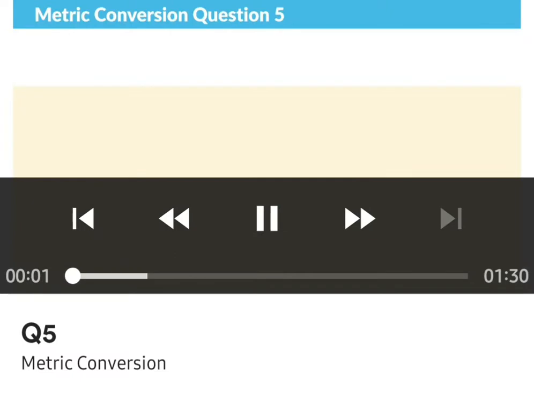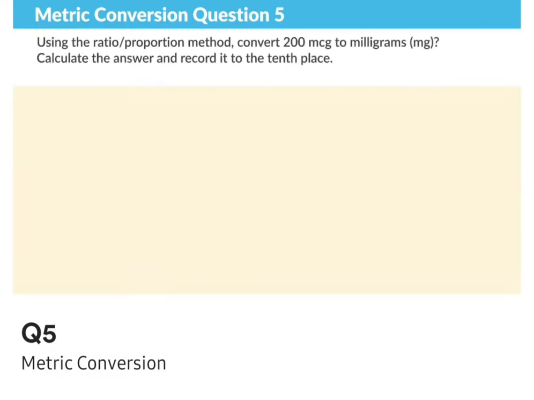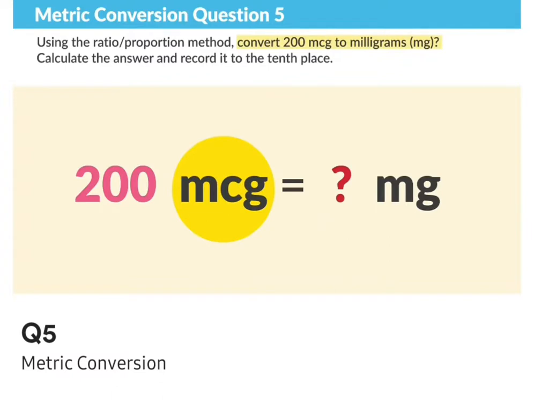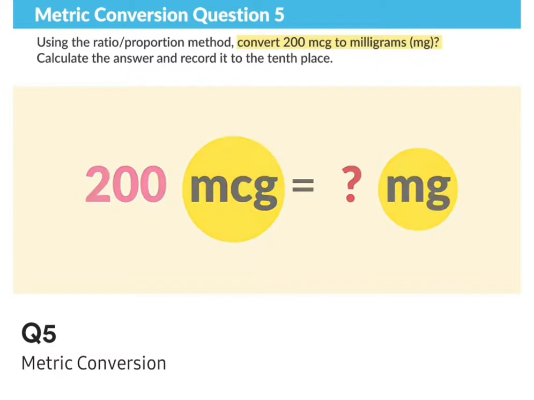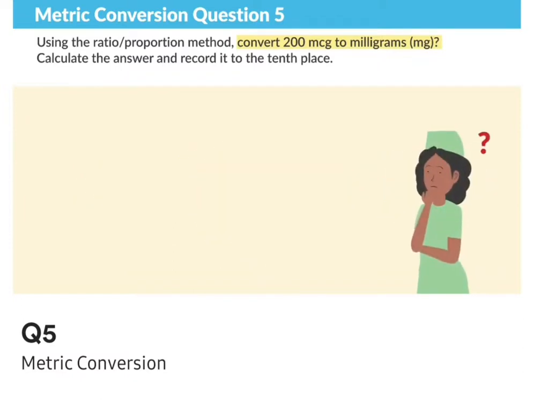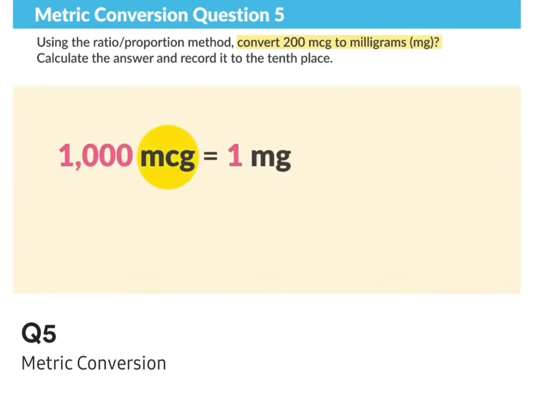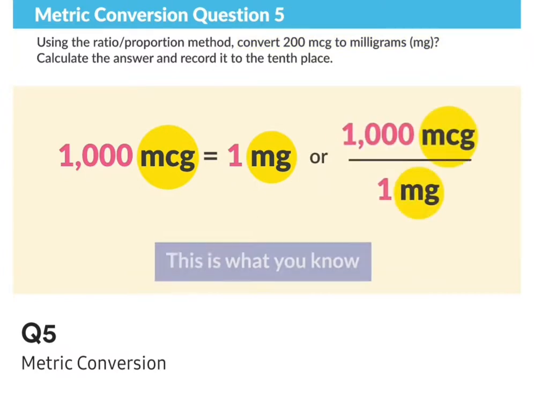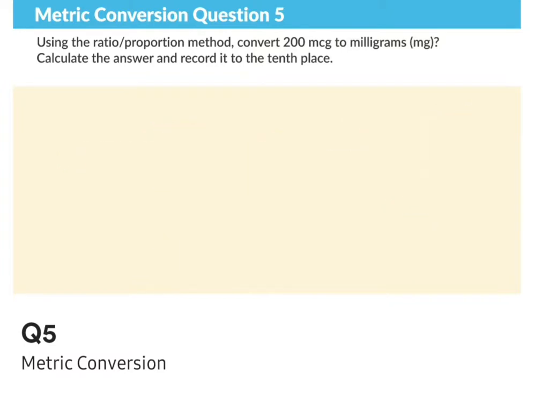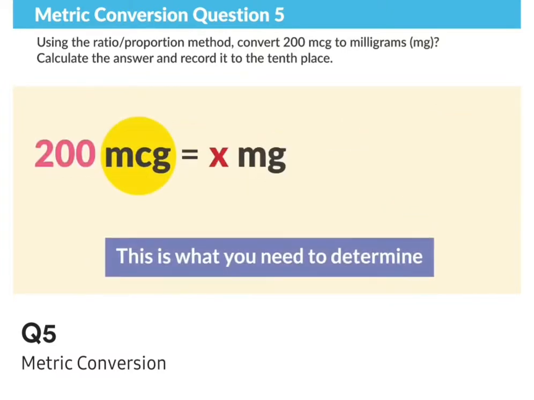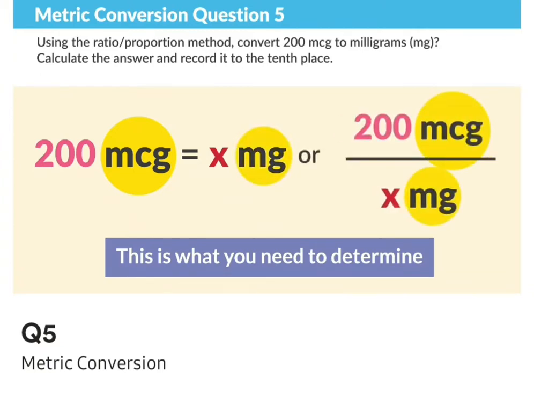Now for question 5, using the ratio proportion method, convert 200 micrograms to milligrams. So setting all of this up here. First, we need to identify what we're solving for in the question, and then set up the equation. As we know, 1,000 micrograms equals 1 milligram, or basically put, 1,000 micrograms over 1 milligram. This is what you know. Now, what are you trying to calculate? Well, 200 micrograms equals x milligrams. So 200 over x milligrams.